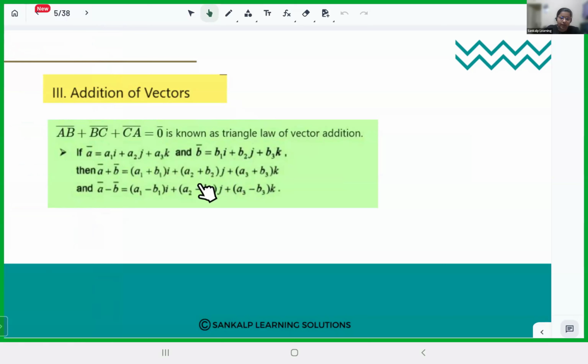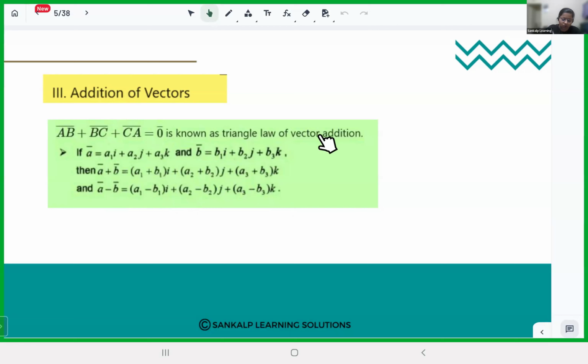How will you find out vector A minus vector B? Vector A minus vector B is a1 minus b1 into i plus a2 minus b2 into j plus a3 minus b3 into k. You subtract the corresponding components, then you will get the subtraction of two vectors. And you have studied about the triangle law of vector addition.